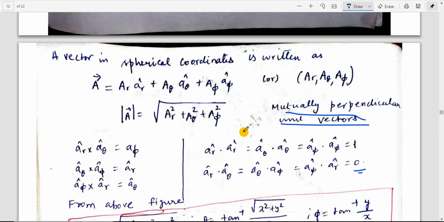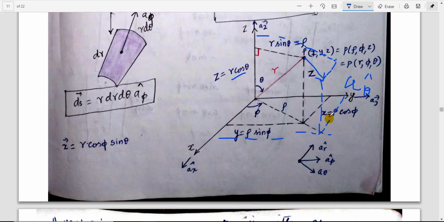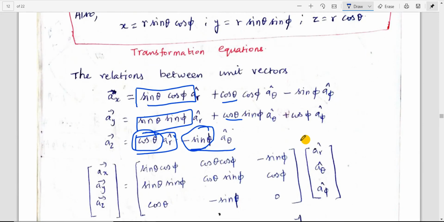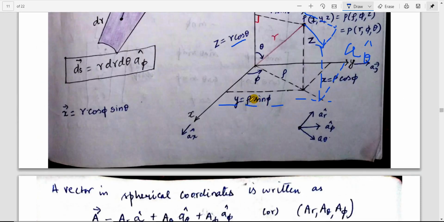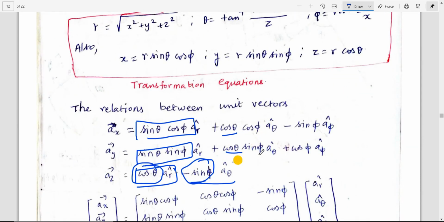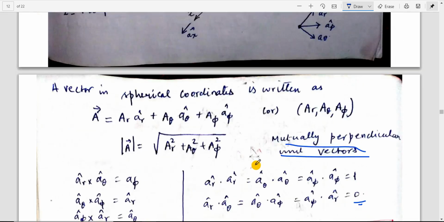So here you can see this as rho. So rho into cos phi means we get r into cos theta into cos phi for the x-axis component. So the x-axis component is represented as cos theta into cos phi, and for the y-axis component, rho into sin phi will be coming. So rho we can represent as r into cos theta, so cos theta into sin phi will be coming. So cos theta and sin phi will be represented here, and minus sin theta will be represented here.